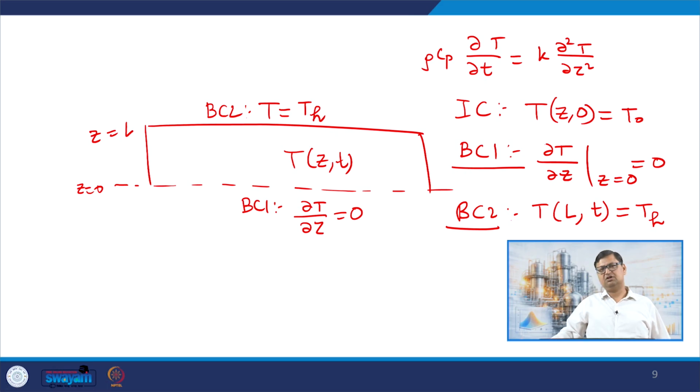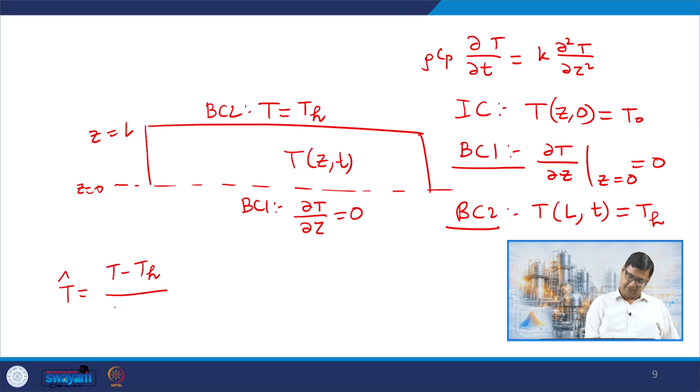And again, we can see here that the condition that we have is not homogeneous. The boundary condition 2 is not homogeneous, so we have to make it homogeneous. And we can again define the dimensionless temperature, dimensionless z, and so on. Let me do it step by step. So I will define my T cap as something like T minus TH divided by T naught minus TH, and that is the same as TH minus T by TH minus T naught.